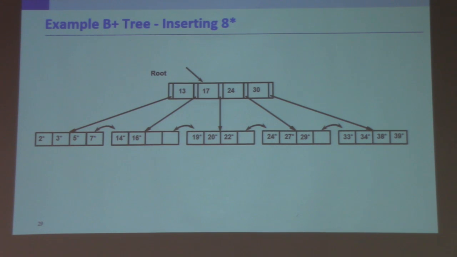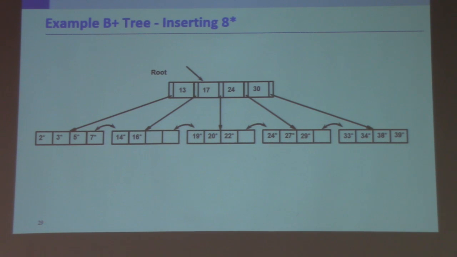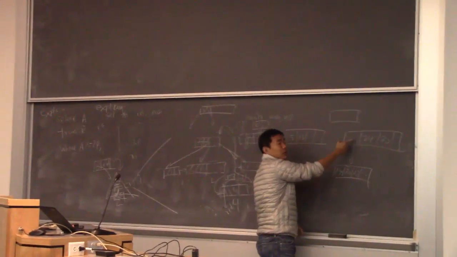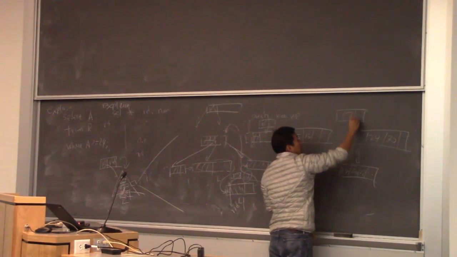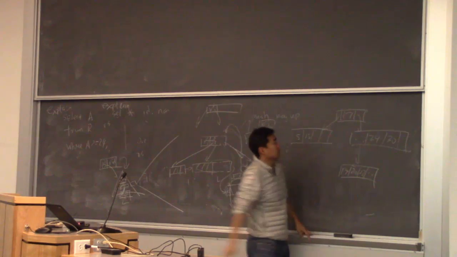And 17 basically points to that page of 19, 20, and 22. And 24 points to that next page, 27, 29, and so on and so forth, right? But the point is, in the index level, after the split, when you make an index entry for the level above, you push the smallest key of the second page up. So you don't leave 17 there, you push 17 up.